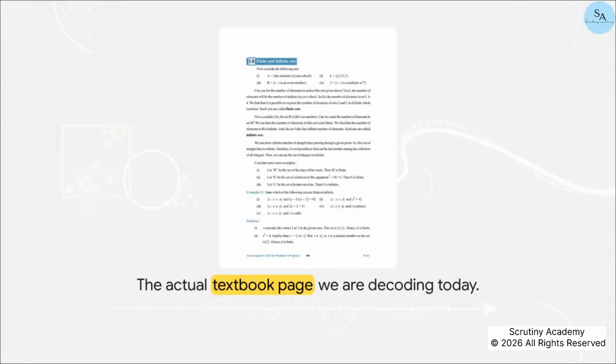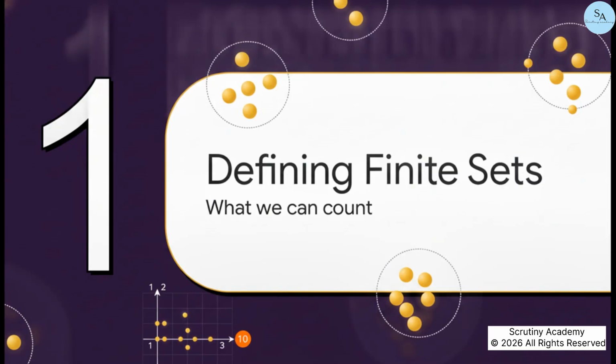Okay, let's dive into this. Here's the exact textbook page we are decoding today, section 2.8, straight out of your source material. Now, I know it might initially look like a giant wall of text and scary algebra, but I assure you it is actually incredibly friendly once you know the secret. We are going to break down this exact page so clearly that you'll literally never panic over these types of questions again. Section 1. Defining finite sets.